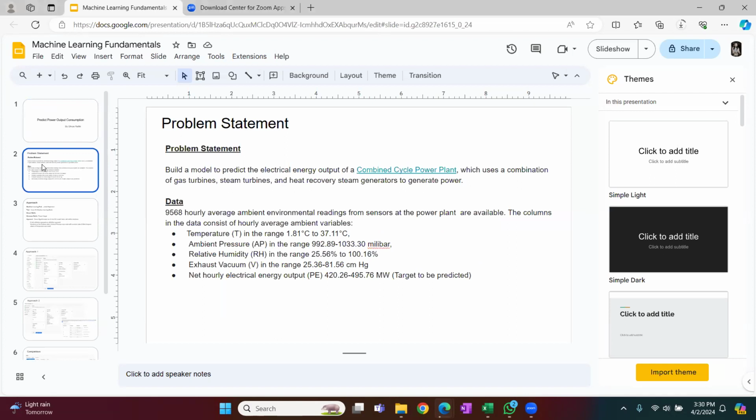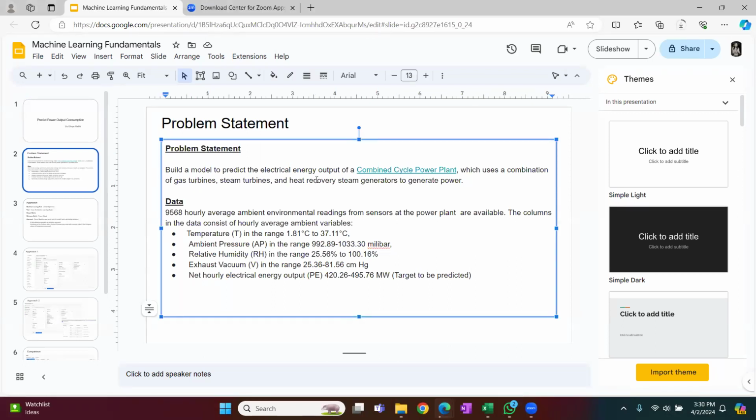What is the problem statement? We are required to build and train a model to predict the electrical energy output of a power plant. This power plant uses a combination of gas turbines, steam turbines, and heat recovery steam generators to generate power. We have data which consists of a combination of temperature, pressure, humidity, and vacuum, and also the electrical energy output produced. The electrical energy output produced is the target to be predicted.